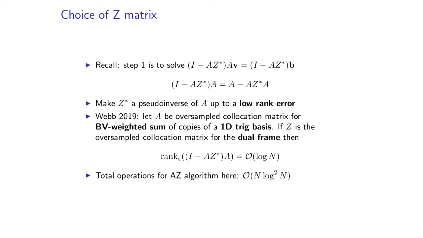I have a theorem which says that if this matrix A comes from an oversampled collocation matrix for BV, bounded variation weighted sums of copies of a 1D trig basis, so you're allowed jumps, you're allowed integrable derivatives, such as these algebraic singularities and so on, and you take Z to be the dual frame, which I'll explain in a second, then the rank of this matrix is log n. That will lead to an order n log n squared algorithm for this AZ algorithm. So you go from an n cubed pivoted QR to an n log n squared algorithm.